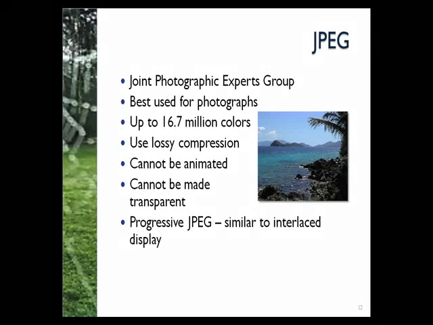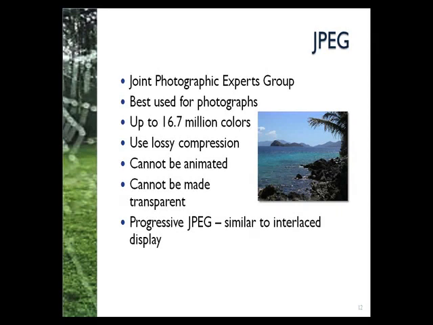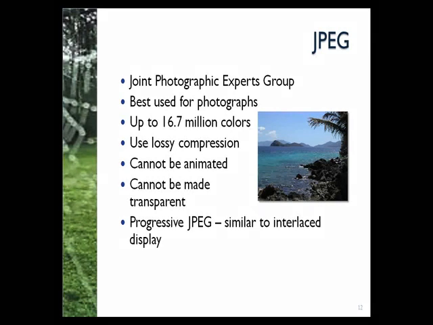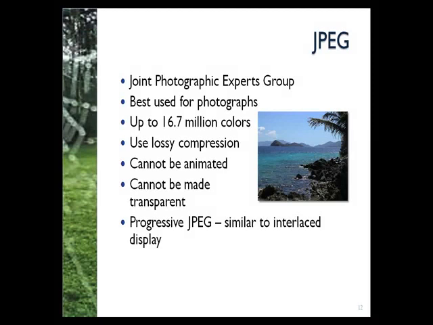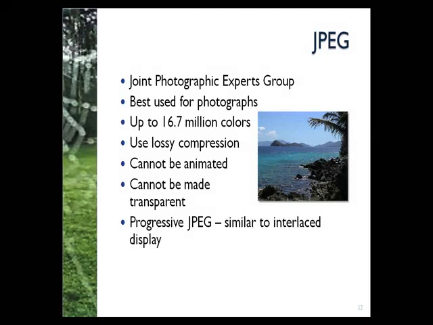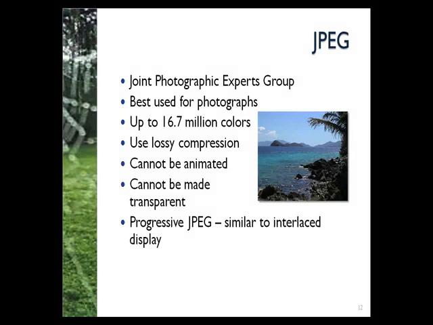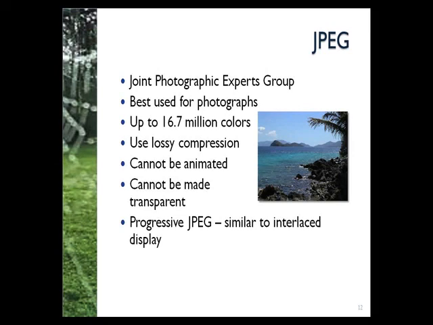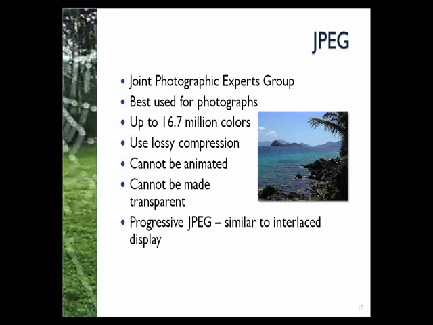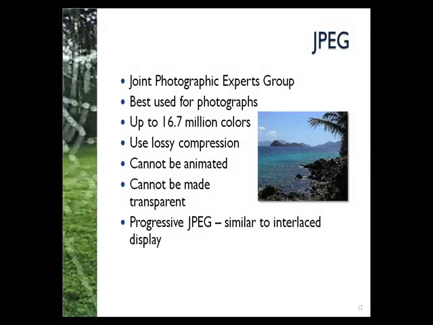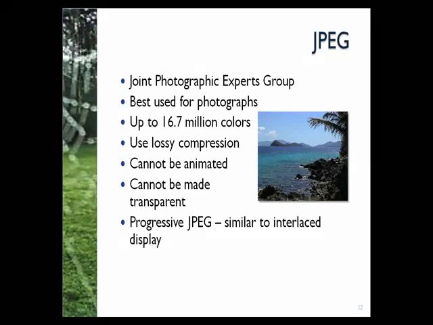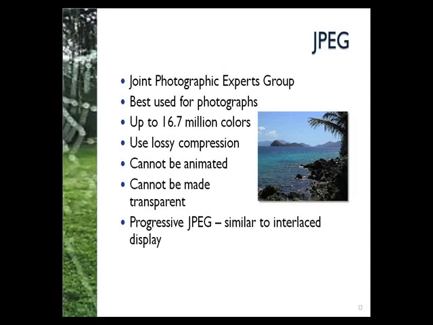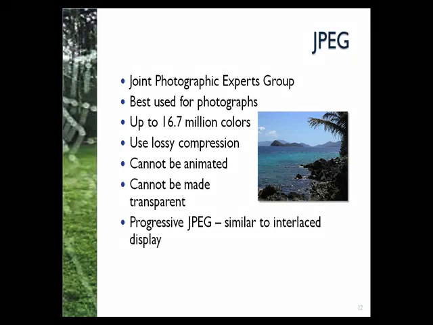And every time you save a JPEG, even if you don't change it, if you're moving it from your hard drive to your thumb drive to a different hard drive, every time you save that, it loses a little bit of the quality. So that's one of the problems with JPEGs. You can't make it transparent. You can't animate it. And it's similar to interlace in the form that it's progressive. We don't need to understand the full technicality of how that works.